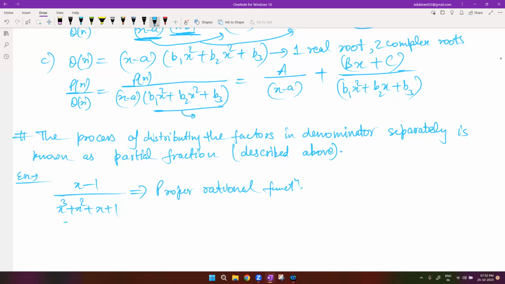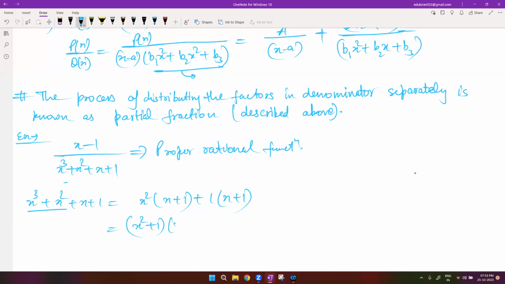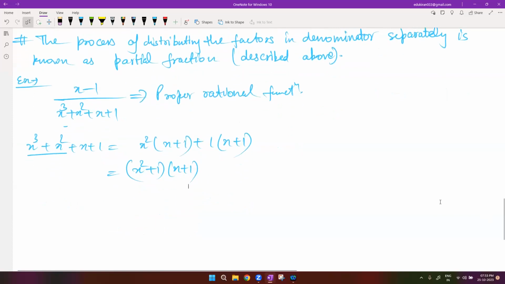So as soon as I spot that this is a proper rational function, I can further simplify this particular expression. How? So first of all, I will try to factorize this. Take x square common from here. So you are left with x plus 1 plus 1 x plus 1, which means that the factors are x square plus 1 and x plus 1, right? So your x minus 1 divided by x plus 1 into x square plus 1. Now, first understand, can we factorize this further? x square plus 1.